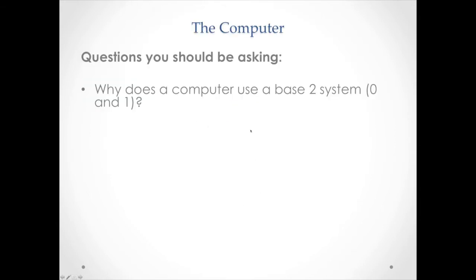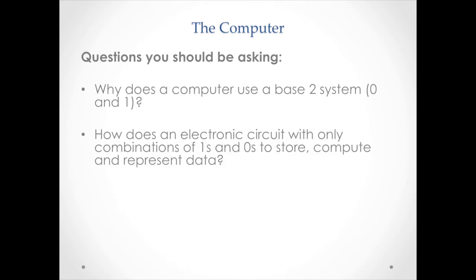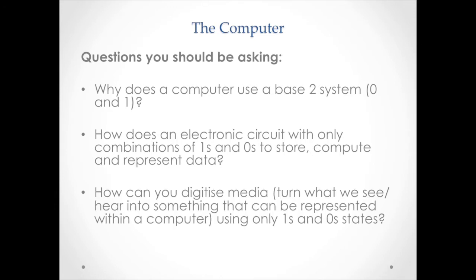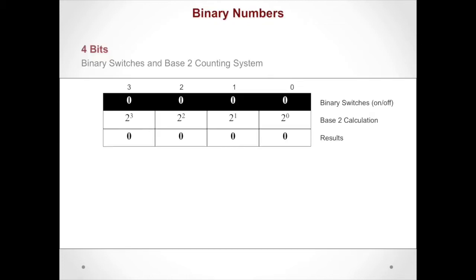So why does a computer use a base 2 system? 0 and 1. These are the questions that you should be asking. How does an electronic circuit with only combinations of 1s and 0s store, compute, and represent data? How does it work? How can you digitize media, turn what we see here into something that can be represented within a computer using only 1 and 0 states?